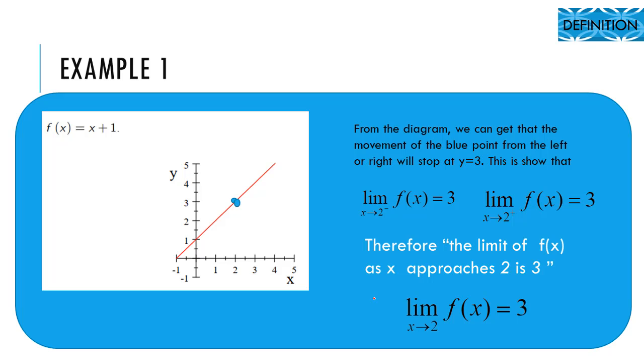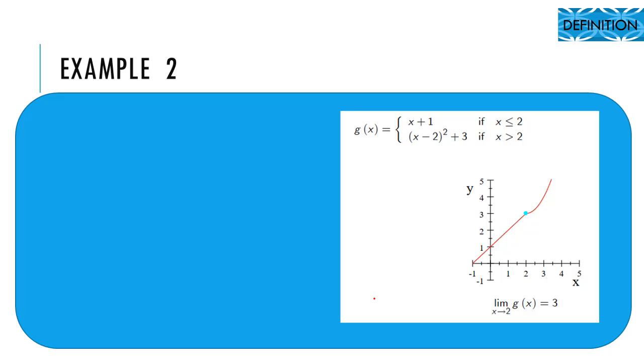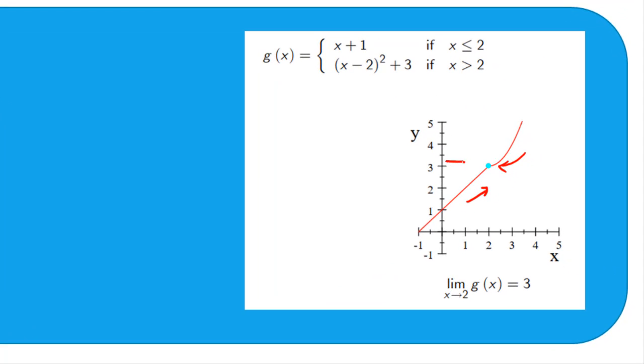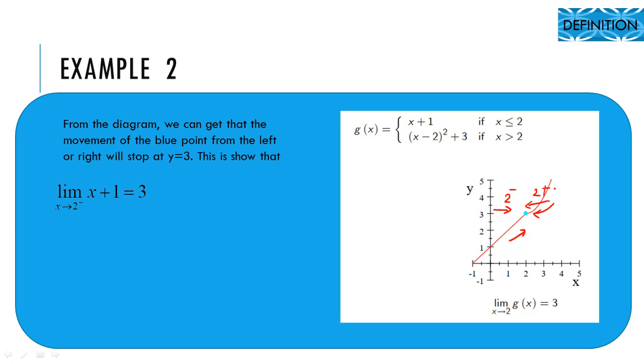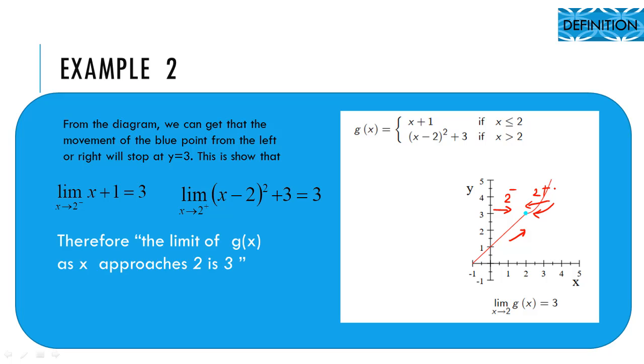So how about when a piecewise function is given, how do we determine the limit? By looking at this example, the boundary number is 2. So as x approaches 2 from the left, it is the linear function x plus 1. From the right is a quadratic function. Both sides stop at y equal to 3 as well. So this shows that the two-sided limits are equal. Therefore, we can conclude that the limit is 3.